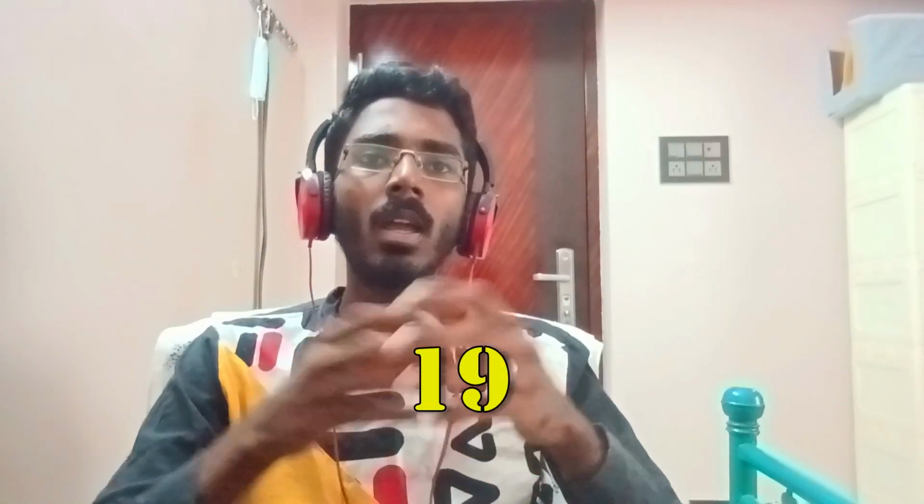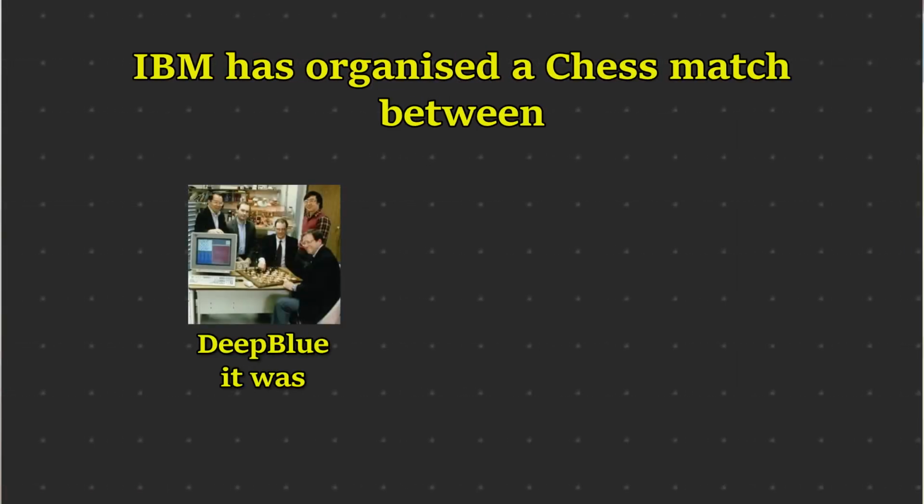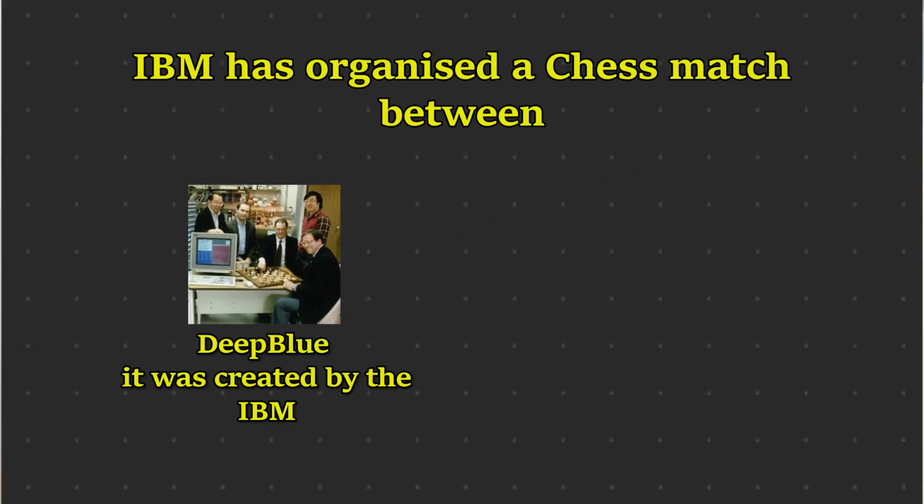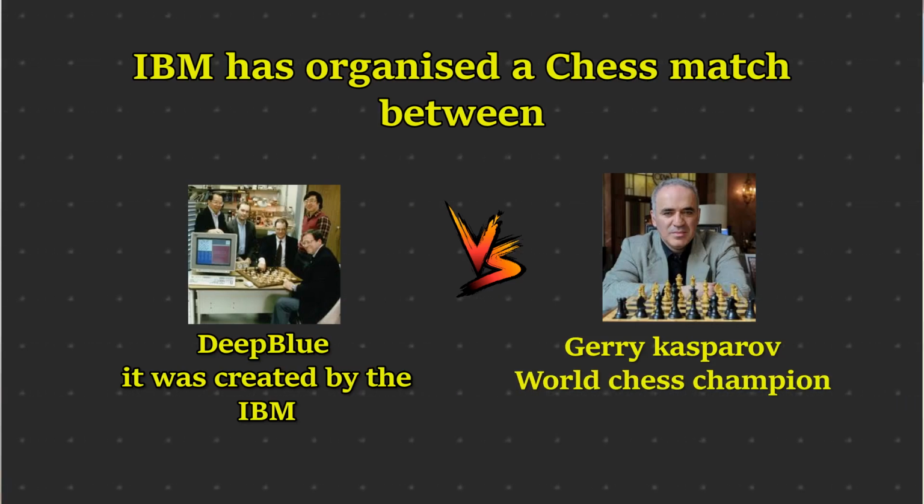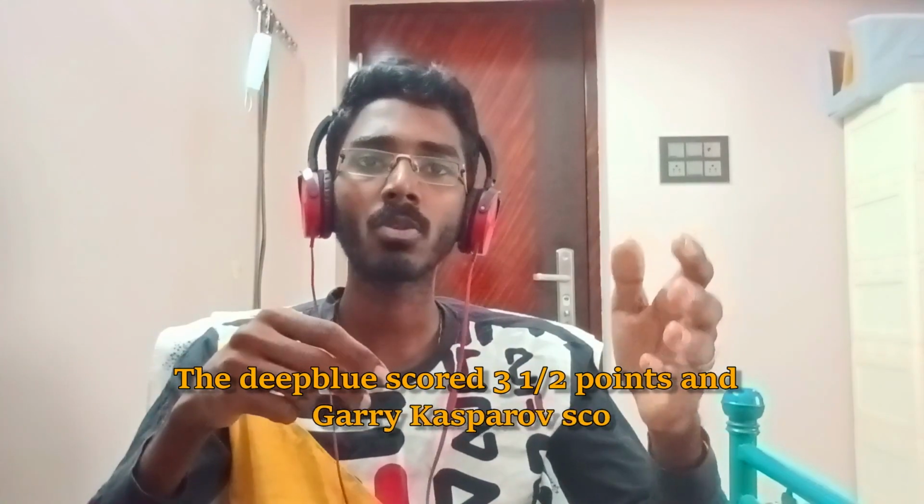The next topic we are going to talk about is IBM's Deep Blue event. In 1997, IBM organized a chess match between the chessbot named Deep Blue, created by IBM, and the world chess champion Garry Kasparov. Garry Kasparov was defeated by the chessbot. The chessbot scored 3.5 points and Garry Kasparov scored 2.5 points. The sixth match was the decisive match, and based on it, they decided that a chessbot can defeat a human.